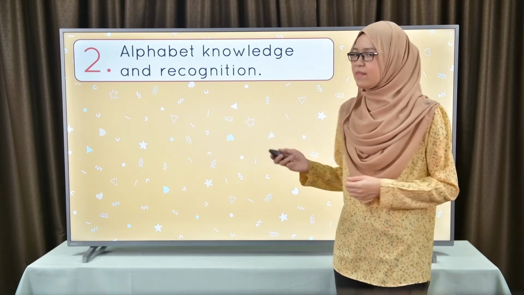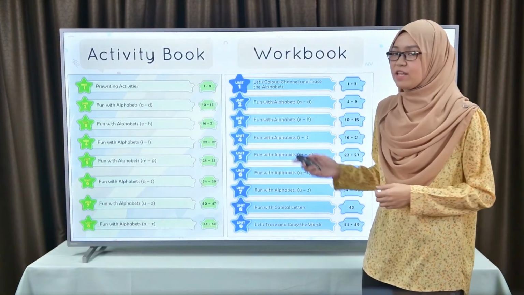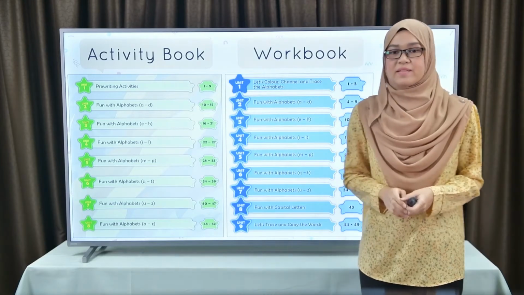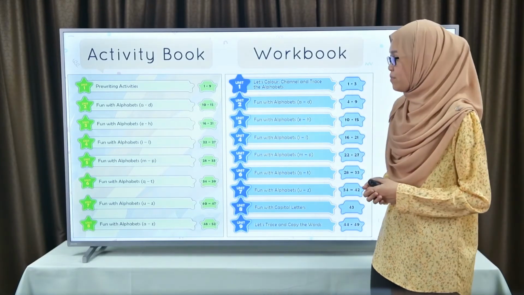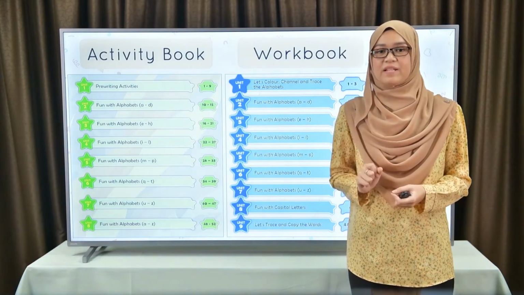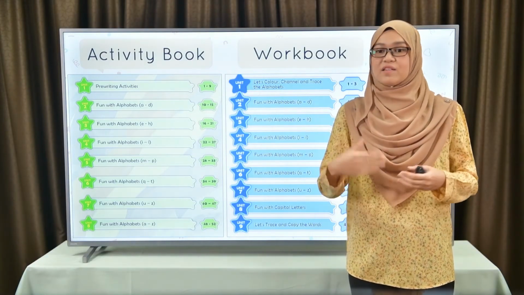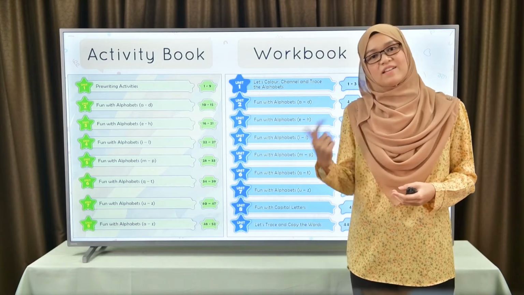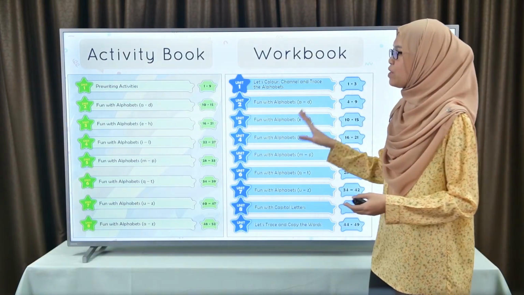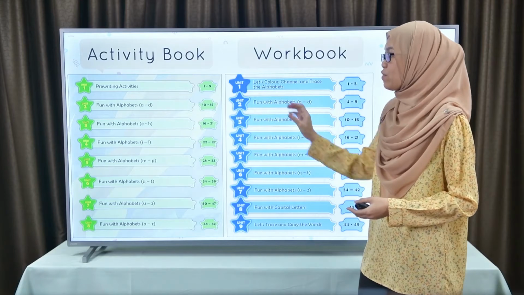As you can see in the content pages of our 5 years old activity book and workbook, the sequence is followed according to the alphabets from A to Z. And in order to instill the knowledge of each alphabet, various pencil activities are introduced, starting with coloring, channeling, tracing, and lastly, copying. So you can see here how we arrange the content of every unit.